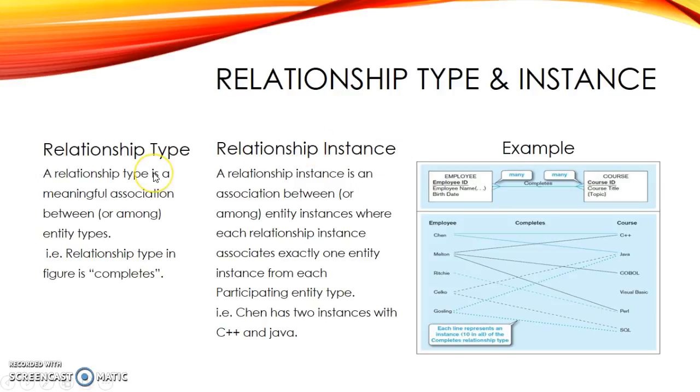To continue, relationship type is a meaningful association between entity types, such as completes. Chen completes C++, Chen completes Java. See, Chen has two instances. Or let's go with Gosling. Gosling completes Java. Gosling completes structured query language. Two instances. Now in total, it will be 10 instances.